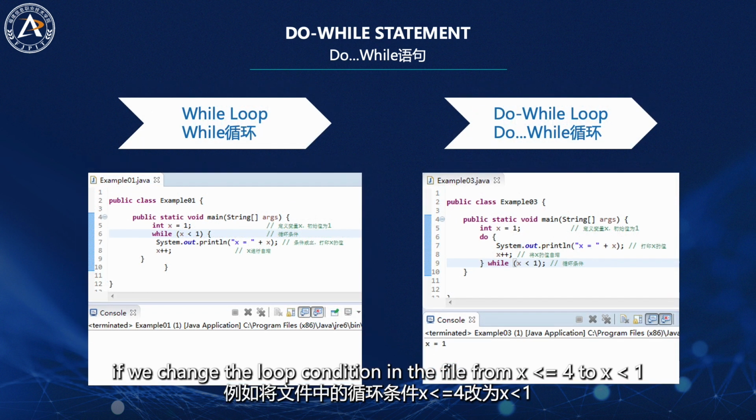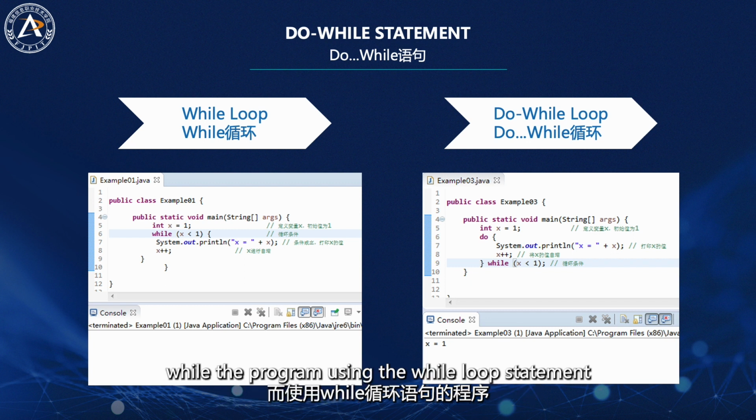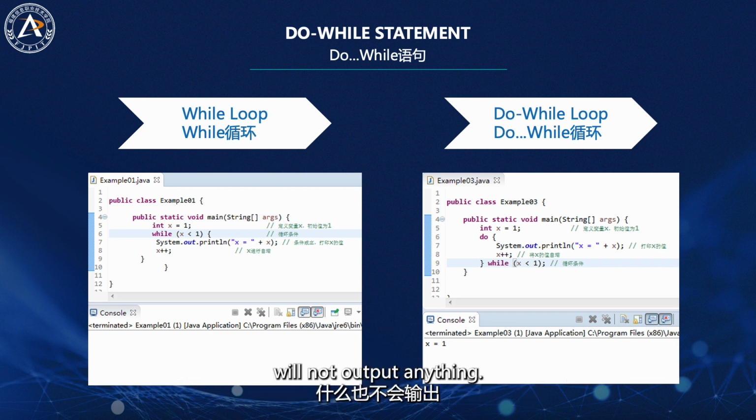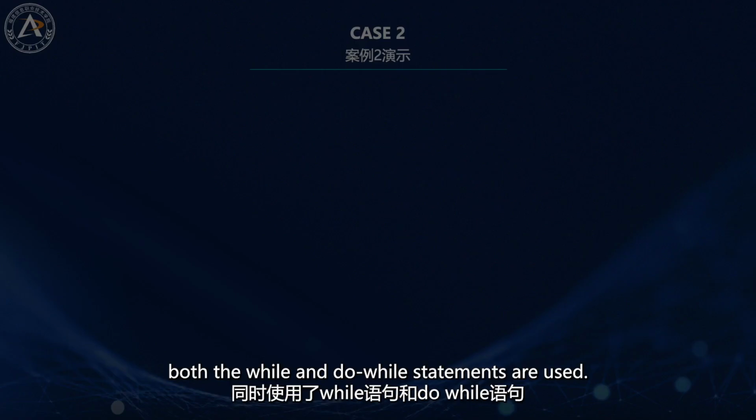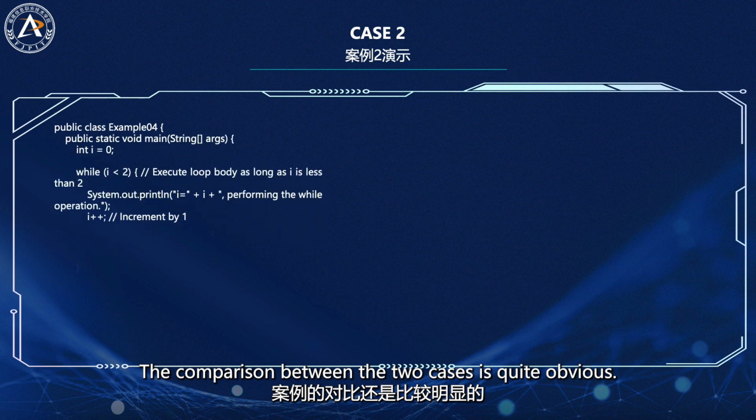If we change the loop condition in the file from x <= 4 to x < 1, the program using the do-while loop statement will output x = 1, while the program using the while loop statement will not output anything. In case 2, both the while and do-while statements are used. The comparison between the two cases is quite obvious.